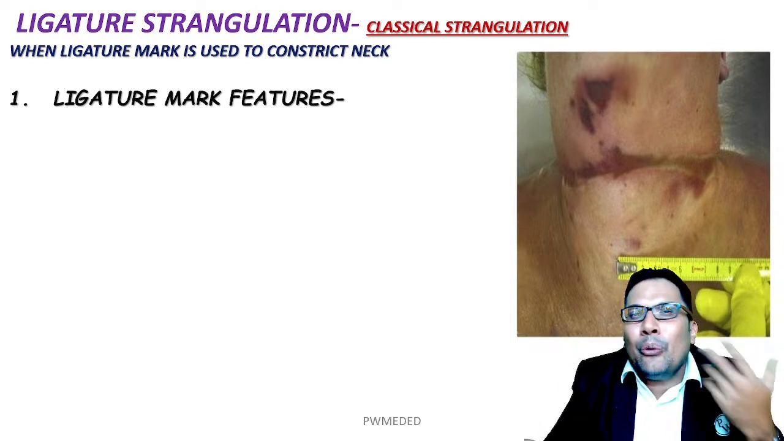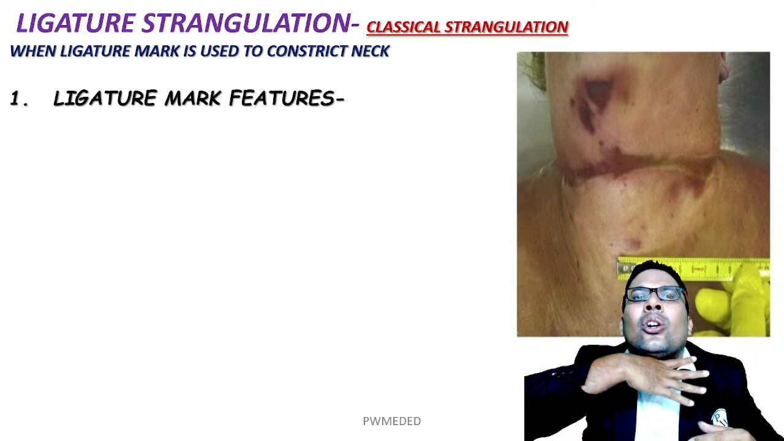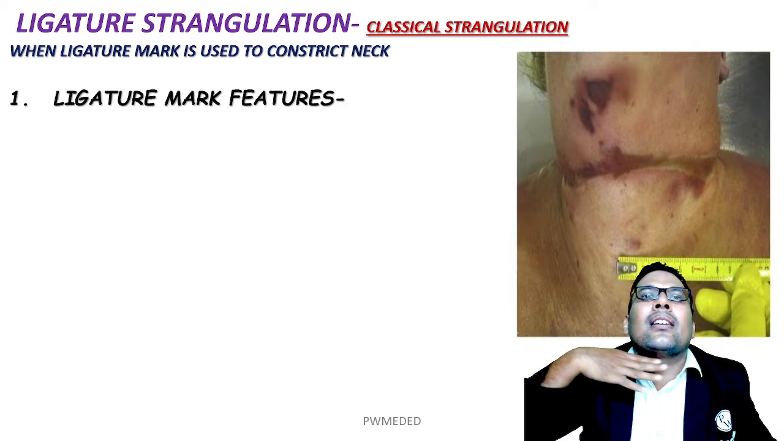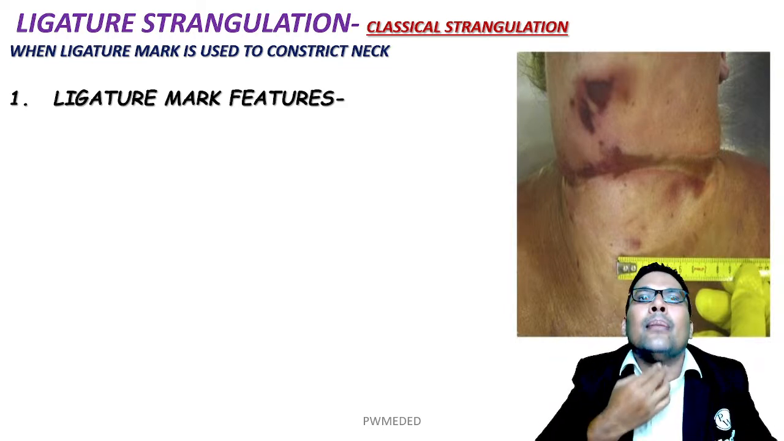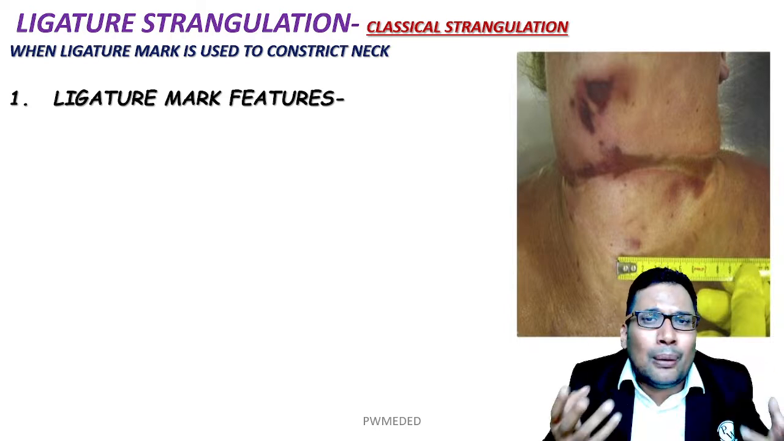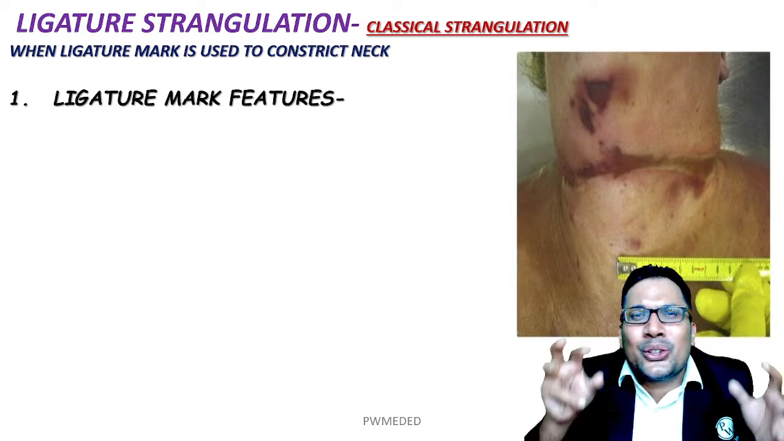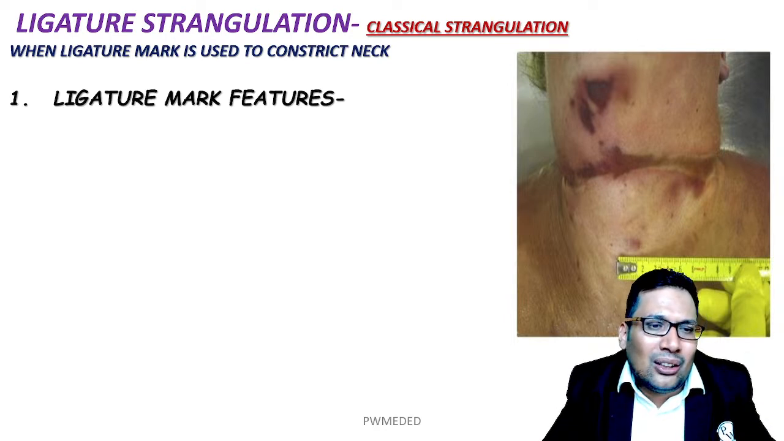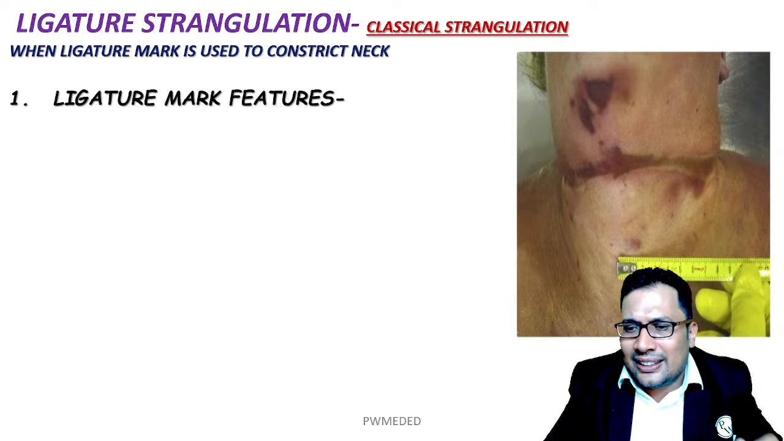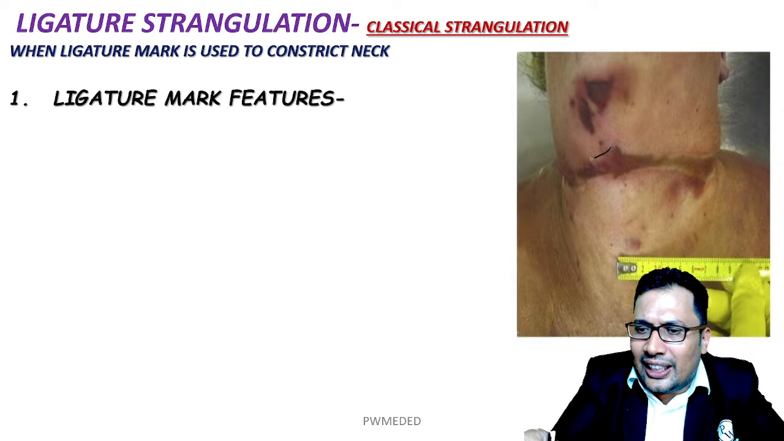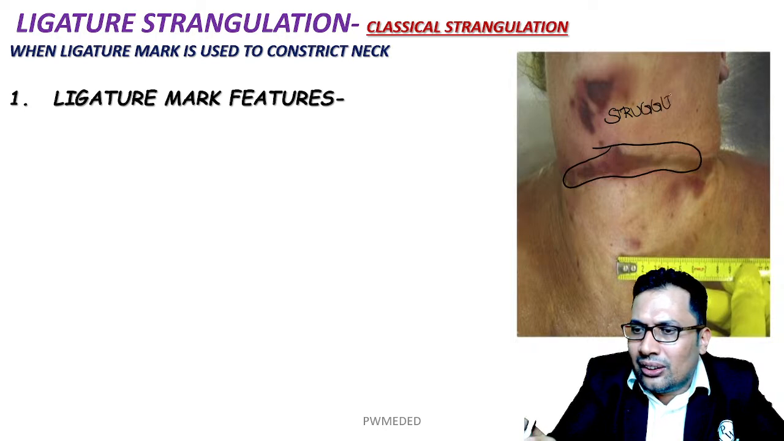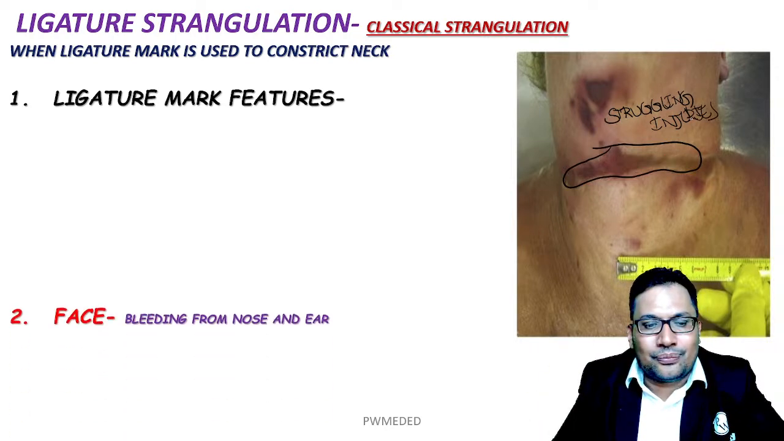So ligature mark, how does it look? Ligature mark is horizontal. Okay, it is not horizontal in hanging. It lies below the level of the thyroid cartilage, with no dribbling of saliva. You will see bruises and abrasions around the ligature mark. You can see here, this is the horizontal ligature mark. You can see the struggling injuries, the struggling marks here. Struggling injuries are there. That can be asked in the exam.